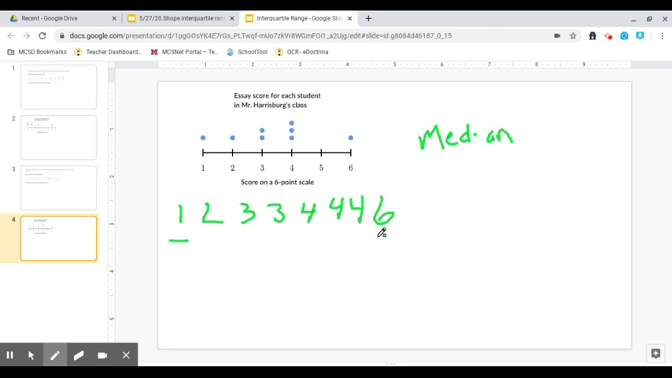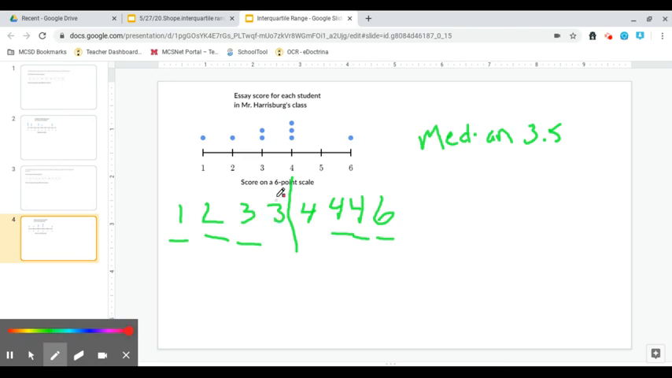So beginning, end, beginning, end, beginning, end. So we have a 3 and a 4. And the middle is going to be between the 3 and the 4. What's between 3 and 4? Well, 3.5. Or add them up: 3 plus 4 is 7. 7 divided by 2 is 3.5.